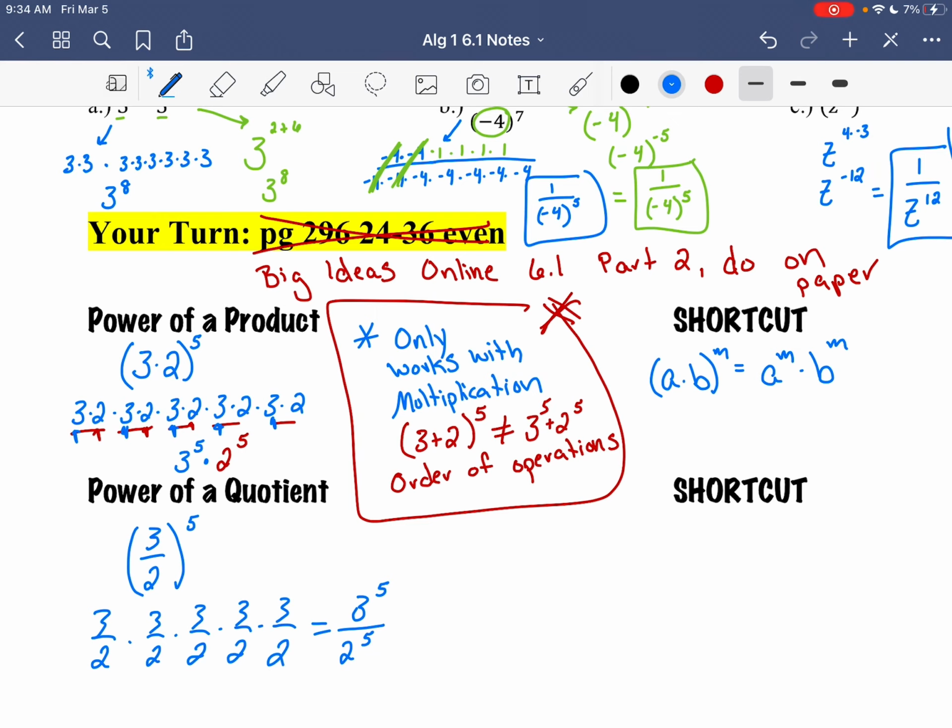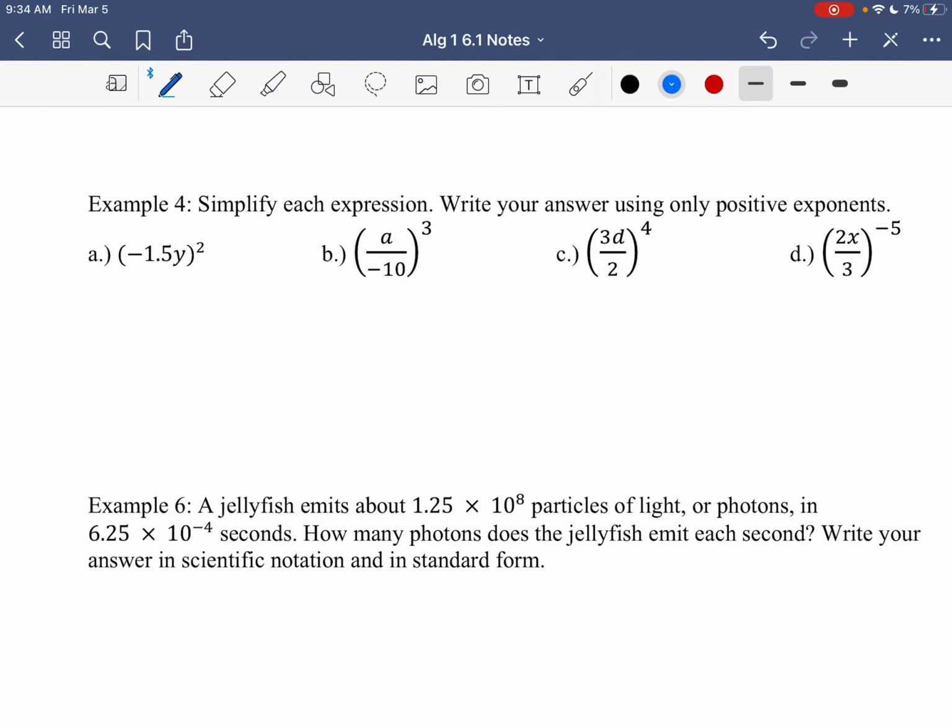So really this 5th just applies to both parts of that division. Remember, divisions and fractions are really about the same. So if I have a divided by b to the m, that's the same as a to the m divided by b to the m. Again, this is not distributing because there's no addition here. This only works in multiplying and dividing. Okay. All right, so now let's go ahead.